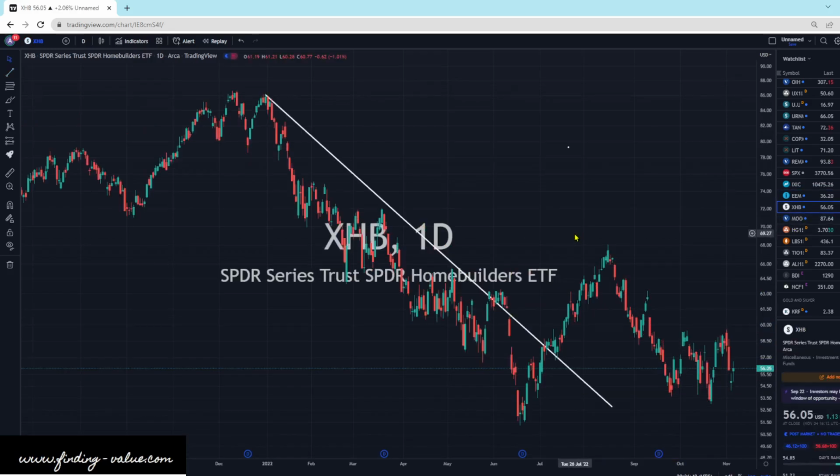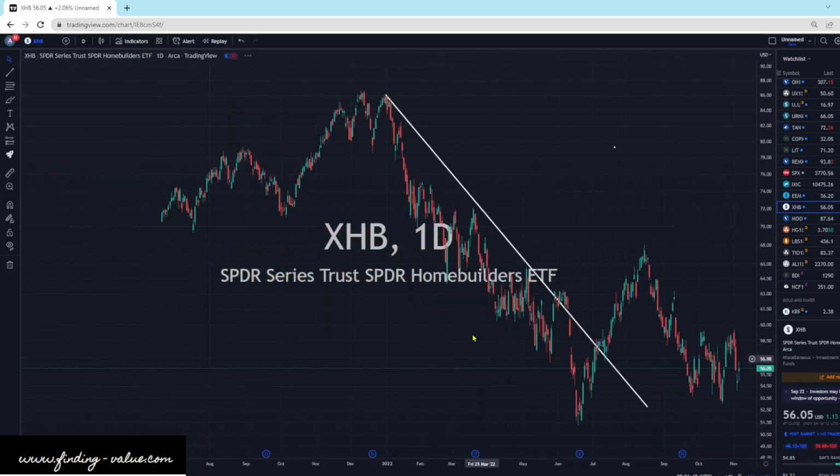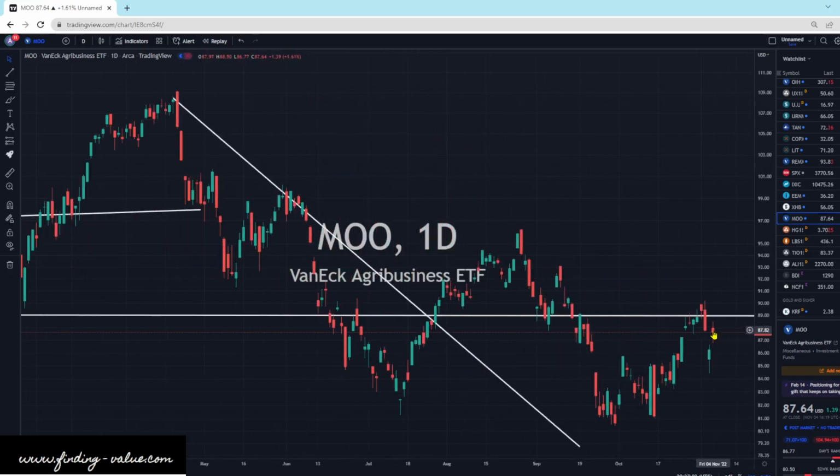XHB also following the overall markets. Higher today, up 2%. Again, we've got a broken downtrend. It's moving sideways, and usually the next move is higher. Moo also following that same sort of setup, broken downtrend, a little bit lower on the double bottom almost, and it was higher today, up 1.61%.